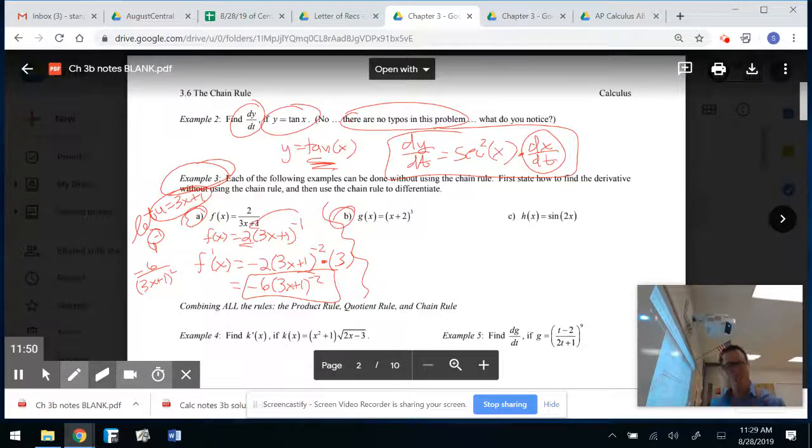B, how could you do that without the chain rule? Well, be a little crazy. We could use a little Pascal's triangle, right? Expand that bad boy and just use the power rule. But watch, that would be a lot of work. I'd have to remember Pascal's. I'd have to maybe do x plus 2 times x plus 2 times x plus 2.